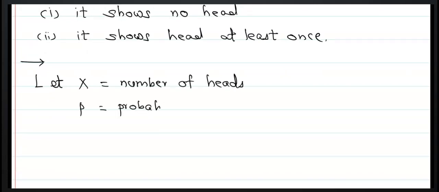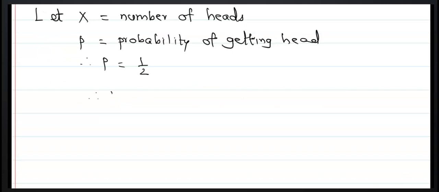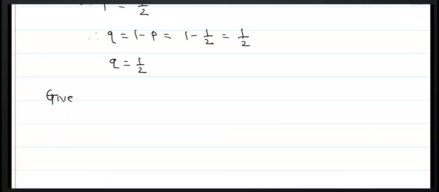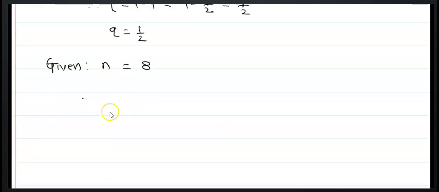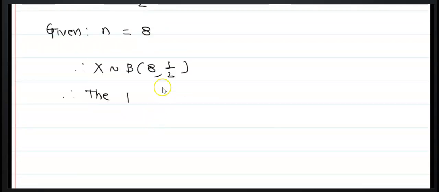X is equal to the number of heads. p is the probability of getting head. p is equal to 1 upon 2. q is equal to 1 minus p, that is equal to 1 minus 1 upon 2, which is equal to 1 upon 2. q is equal to 1 upon 2. n is equal to 8. X follows the binomial distribution (8, 1 upon 2).